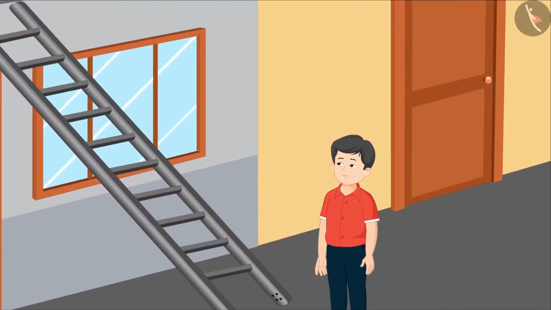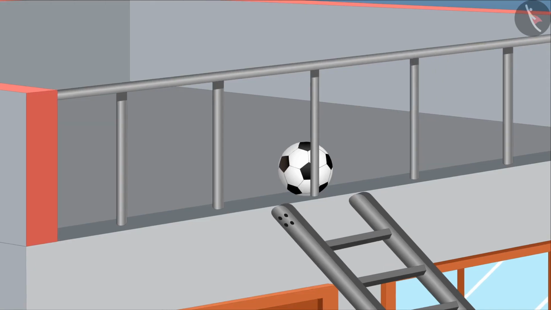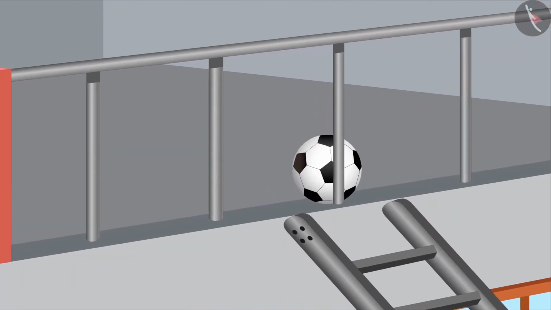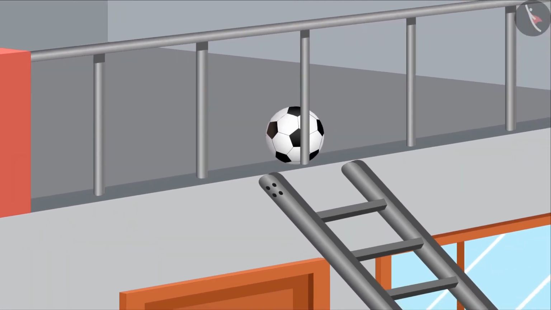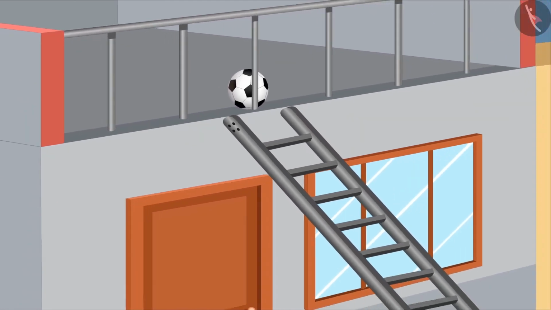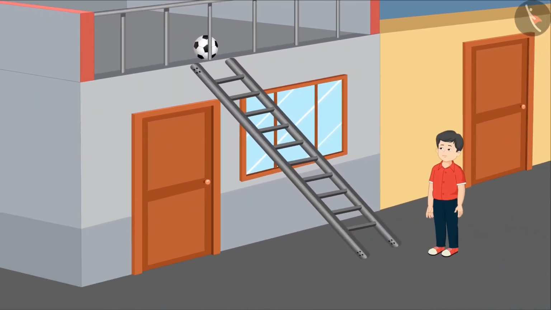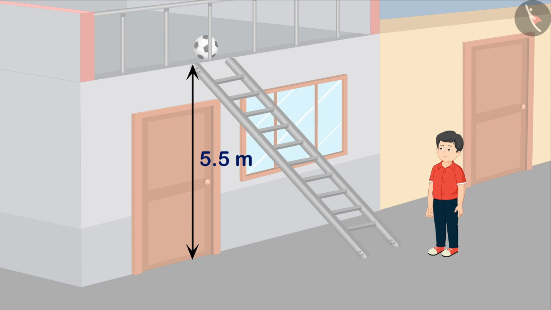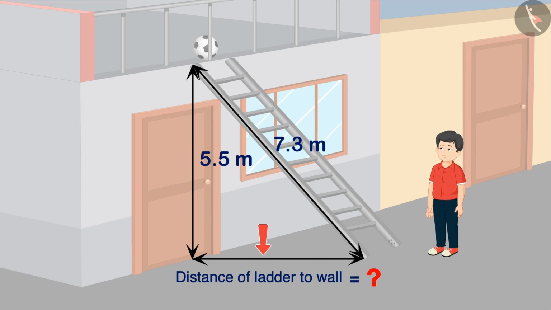Let's see what Vishal is doing. Vishal's ball is stuck on the roof. To bring it back, he has put a ladder against the wall in this way. The height of the roof is 5.5 meters and the length of the ladder is 7.3 meters. Can you tell how far Vishal has placed the ladder from the wall?